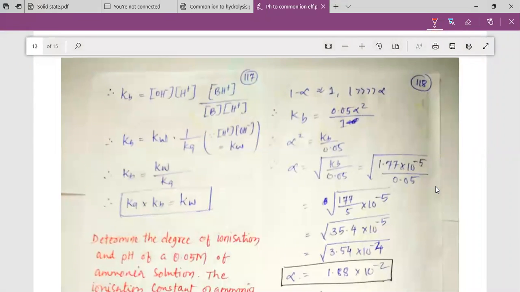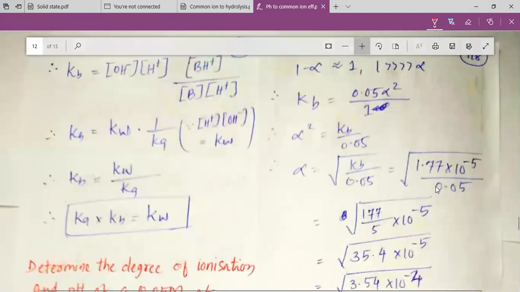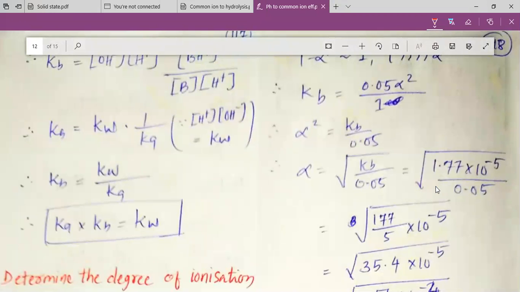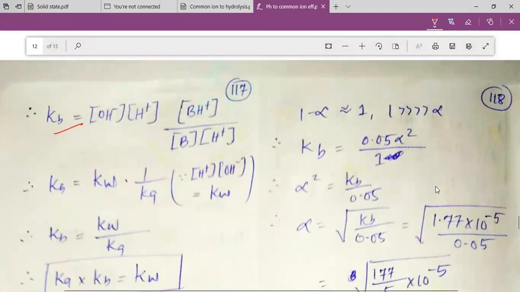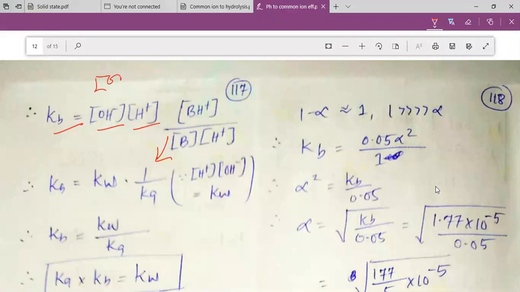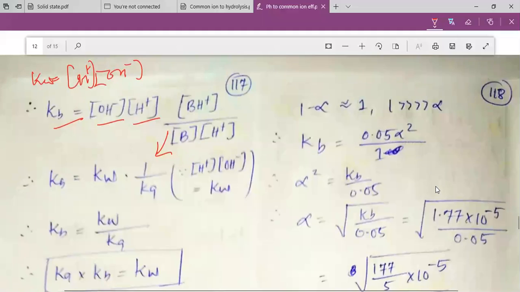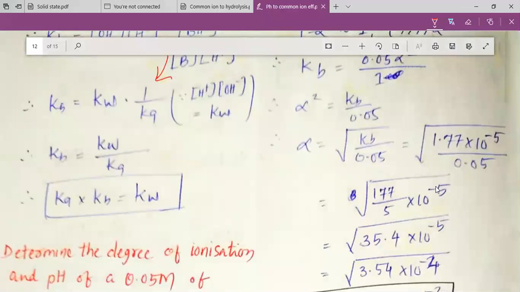So what we can write here is that this Kb is equal to, dear students, this Kb I am talking about, is equal to the concentration of OH minus multiplied by the concentration of H plus, and for this value we can write 1 upon Ka. The concentration of H plus and the concentration of OH minus, we collectively write as Kw. So we can write Kb is equal to Kw divided by Ka, or we can write Ka multiplied by Kb is equal to Kw.